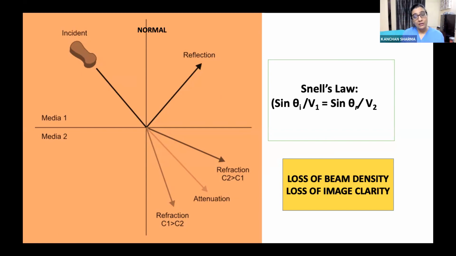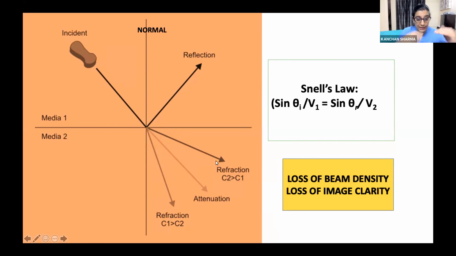You will have a loss of beam intensity, so you will not be able to see the image very clearly. What happens, if you see, this is Snell's formula. We know that velocity is equal to frequency times wavelength. The frequency of the transducer remains constant, so the wave will try to change its wavelength so that this side becomes equal to that side. That is why it has happened.